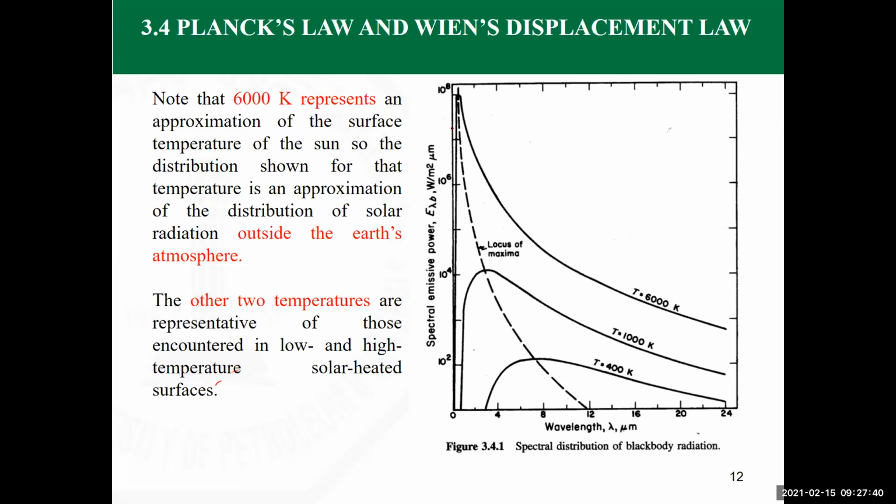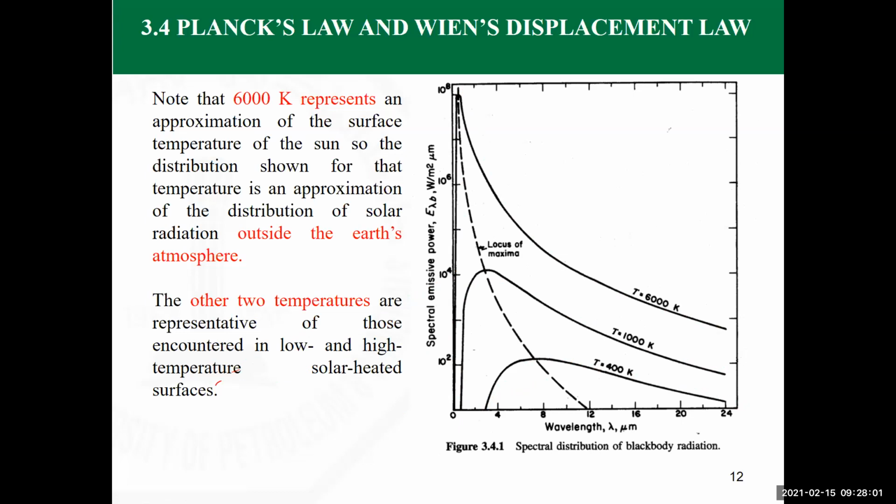The line goes up to a maximum value, and then goes down. Repeat that for a temperature of 1,000, you get this line. Repeat it again for a temperature of 400 Kelvin, you get this line. So it starts from 0, reaches a maximum value, and then decreases again.